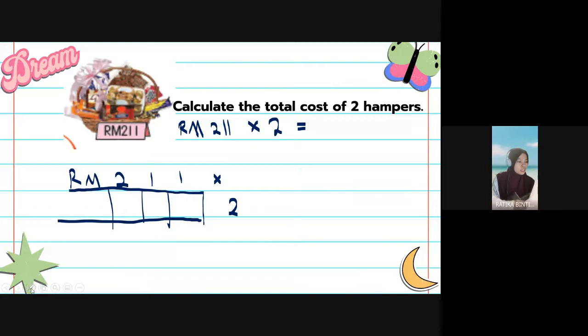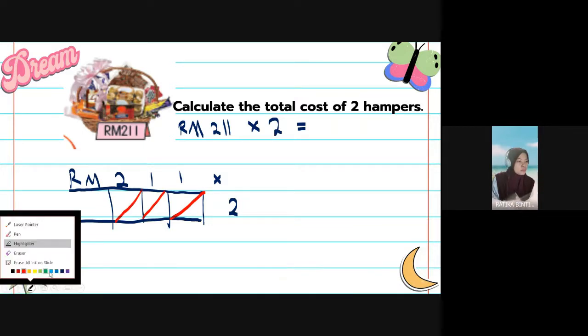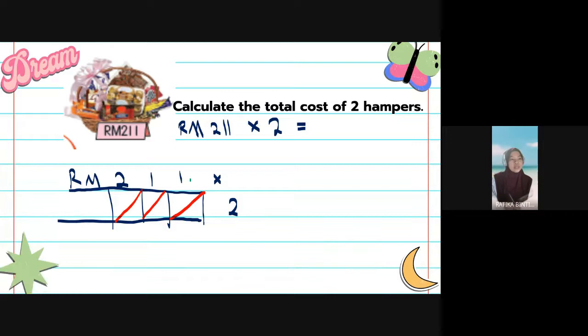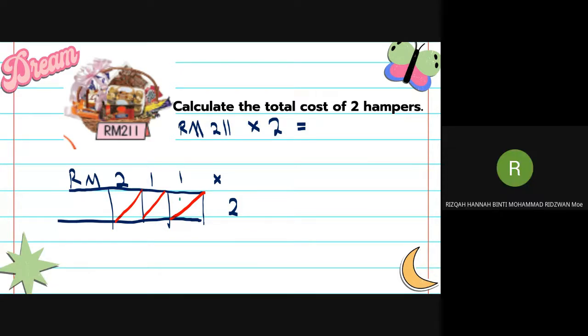Lattice ni dia banyak tu sikit. You need to draw the table, you need to draw the diagonal line. Okay, and then lepas tu baru awak jawab. Okay, so now 1 times 2 is 2. 0, 2. Okay, 1 times 2 is 2. 0, 2. Okay, 2 times 2 is 4.